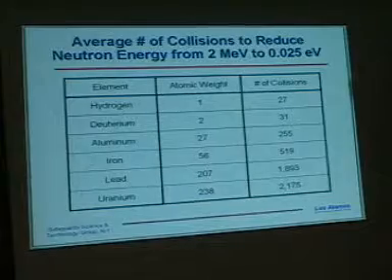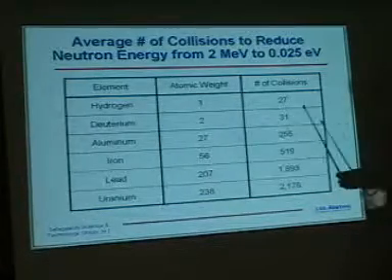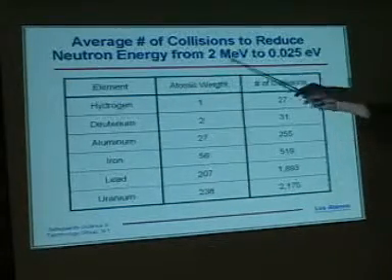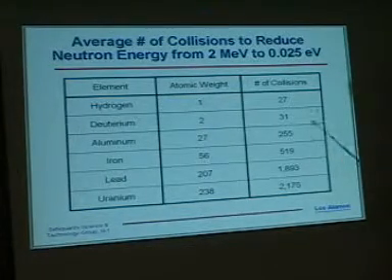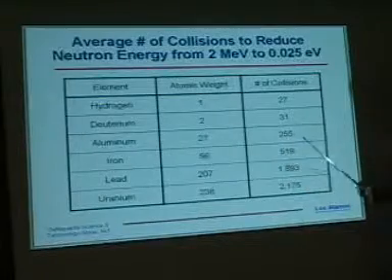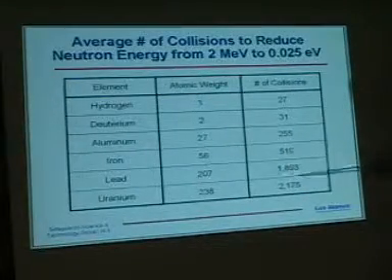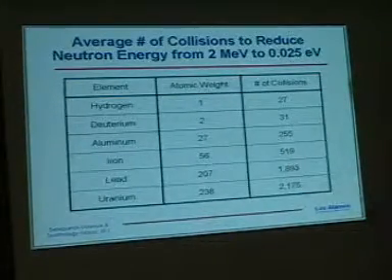I just throw this in there to give a ballpark idea of what collisions do. If you're trying to go from 2 MeV down to thermal, it only takes 27 optimum collisions in hydrogen to bring you down. If you're colliding in lead or uranium, it's 1,000.